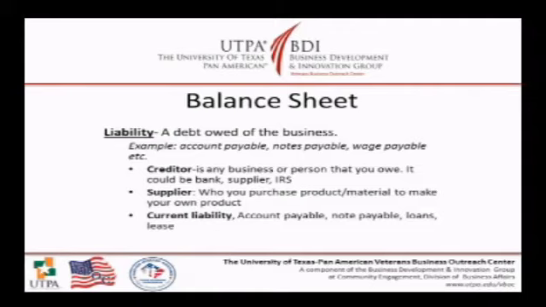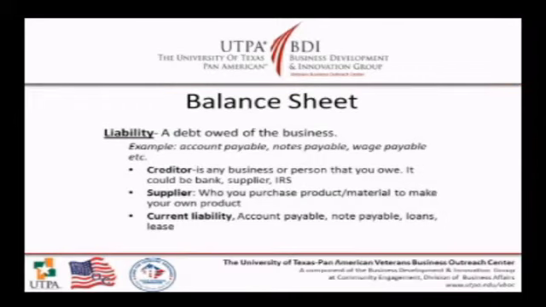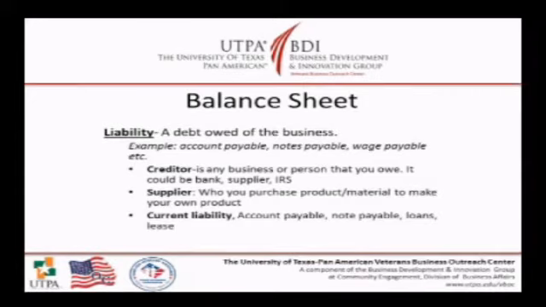Also on the balance sheet are liabilities, and a liability is a debt owed by the business. Examples are accounts payable, notes payable, wages payable, stuff like that. A creditor is a person that you owe. A supplier is a person that you bought product from to make your own products. And current liabilities are like accounts payable, notes payable, loans, leases. Basically, current liabilities are the same as current assets, except this is money that you owe, and it's usually within a year.